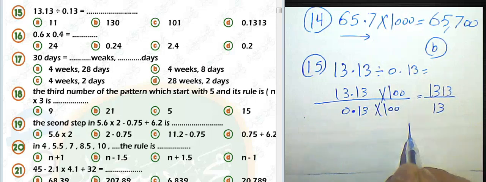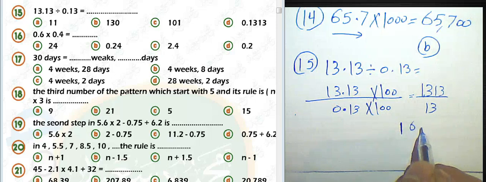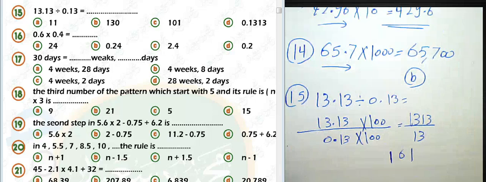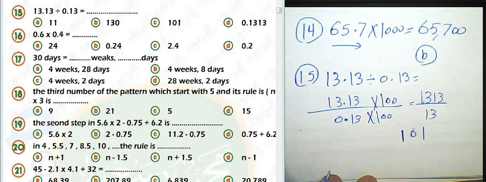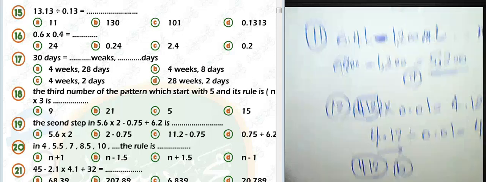1313 over 13. 13 divided by 13 equals 1. 1 divided by 13 equals 0. 13 divided by 13 equals 1. Then the result will be 101. The result will be 101. Okay, we must write letter C about question 15.